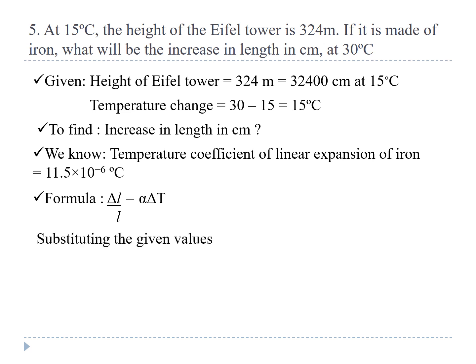Okay, so substituting the given values. Delta L is what we have to find, that is the increase in the length, that is what they have asked. So here delta L is going to be a question mark. We will write it as it is: delta L divided by the length, which we have converted already, so it's going to be 32,400, is equal to alpha delta T, that is 11.5 into 10 raised to minus 6 into 15. So this is what I have got.